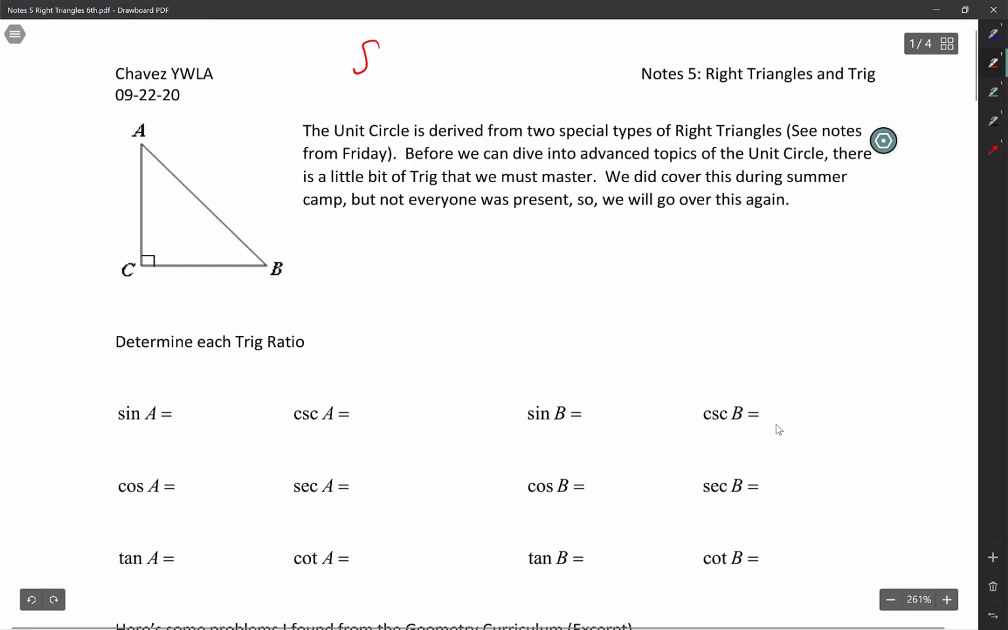We said SOHCAHTOA, not SOHCAHTOA. That's just nasty, guys. SOHCAHTOA. Where the S stands for sine, the C stands for cosine, the T stands for tangent, the O stands for opposite, the H stands for hypotenuse, and the A stands for adjacent. I think I already mentioned adjacent once, so there it is.